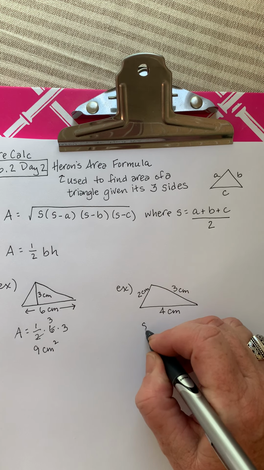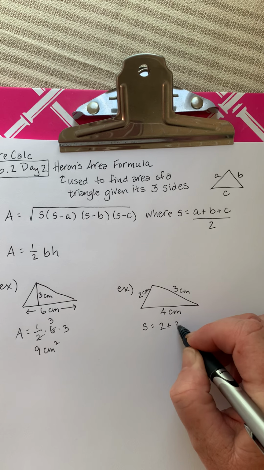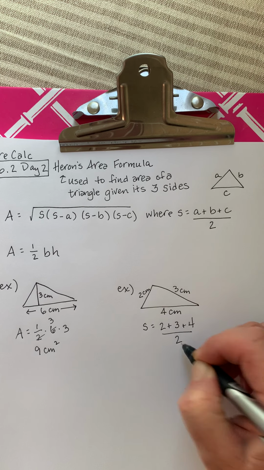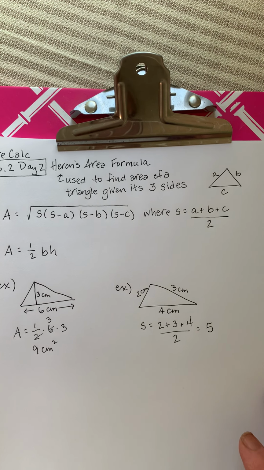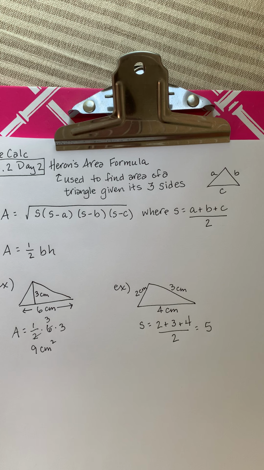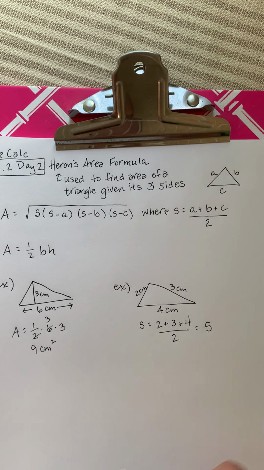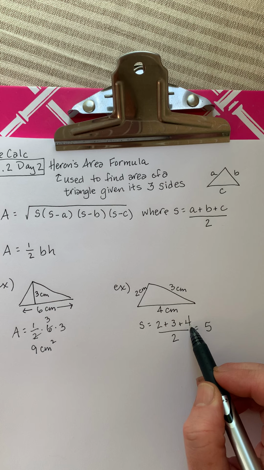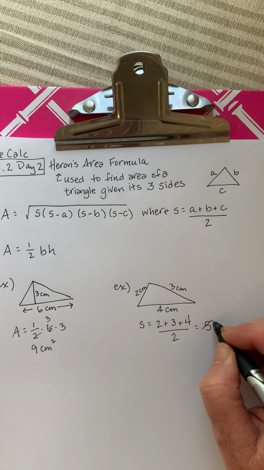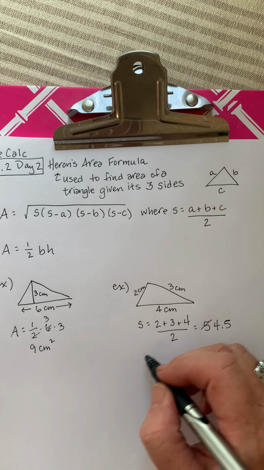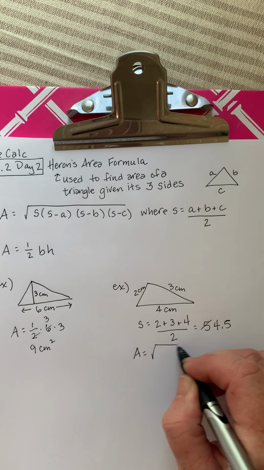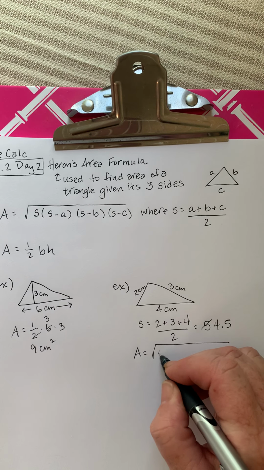Okay, so first thing we do is we find S. 2 plus 3 plus 4 divided by 2, which is 10 divided by 2, which is 5. Okay, and then from there, we are going to plug it into the square root, which is, I just noticed I made a mistake. 2 plus 3 plus 4 is not 10, it's 9. 9 divided by 2, which is 4.5. So that is our S value. So the area is the square root, using the formula, 4.5.